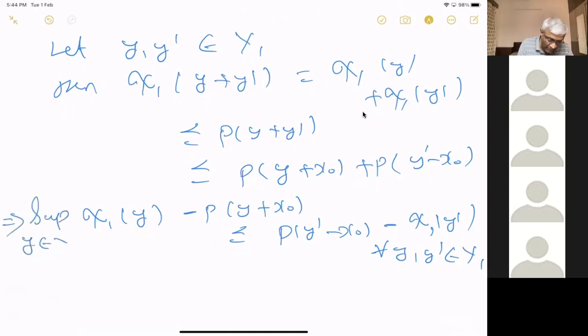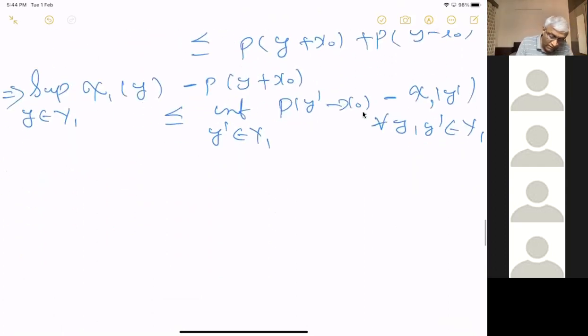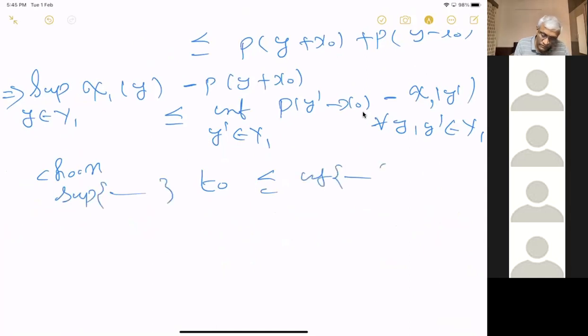Supremum of y in y1 is less than or equal to the infimum of all y prime in y1. This is true because that inequality holds for all y and y prime. Now you can choose t naught between these two, between the supremum and the infimum. I mean, they may be equal, it doesn't matter. You can choose a t naught between these two things.